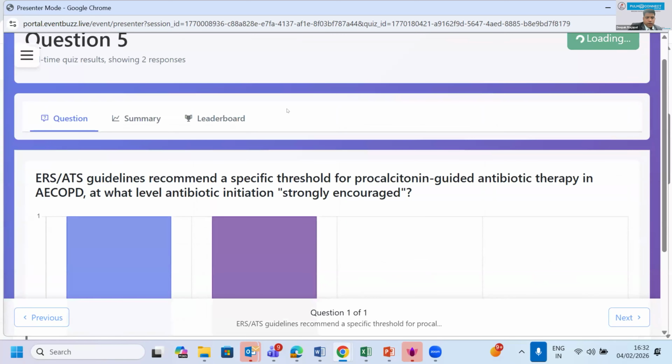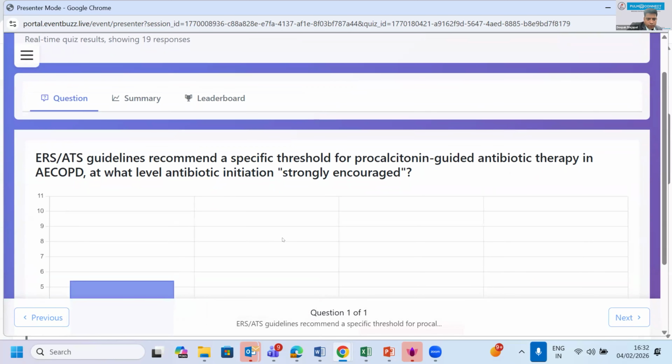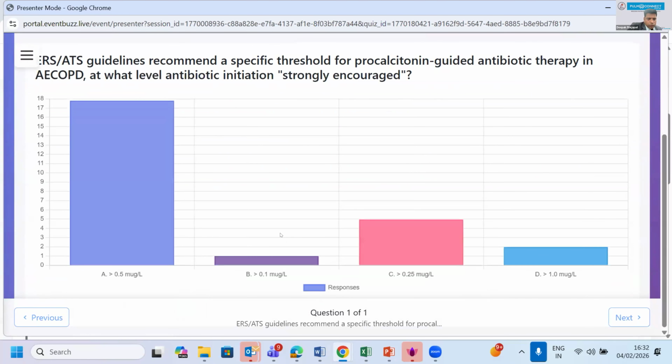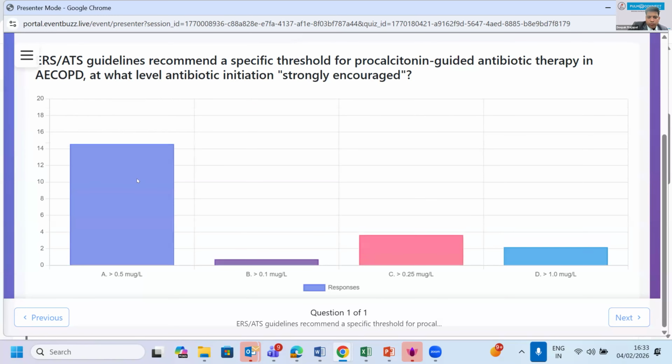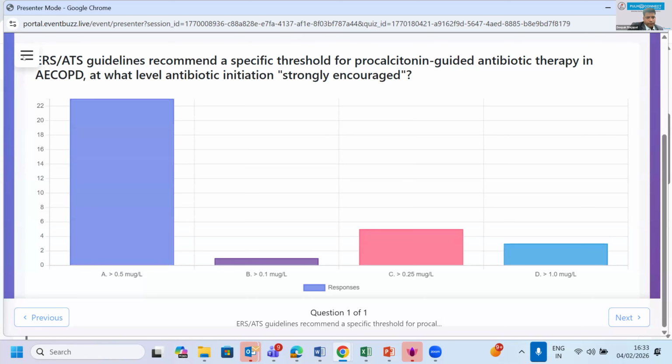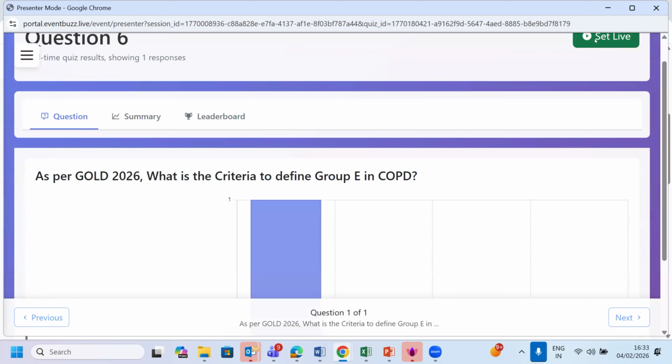The fifth question is, as per the ERS/ATS guideline, which recommends a specific threshold for procalcitonin-guided antibiotic therapy in acute exacerbation of COPD, what is the level of PCT at which starting antibiotics is strongly recommended? The options are more than 0.5, more than 0.1, more than 0.25, and more than 1. So we are moving to the sixth question, which is now live.